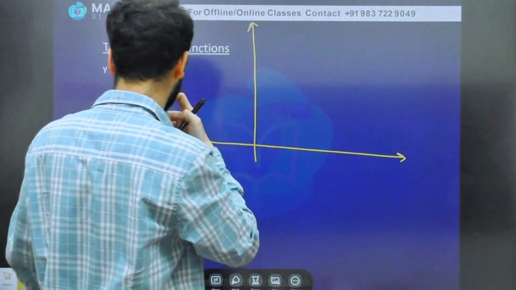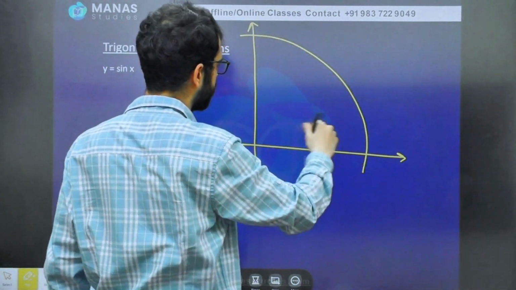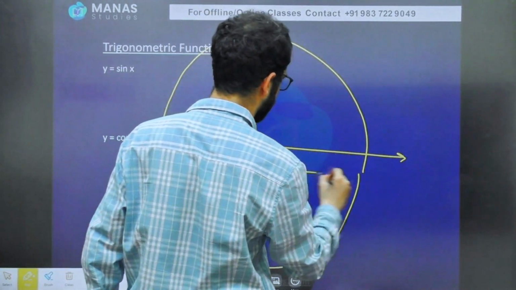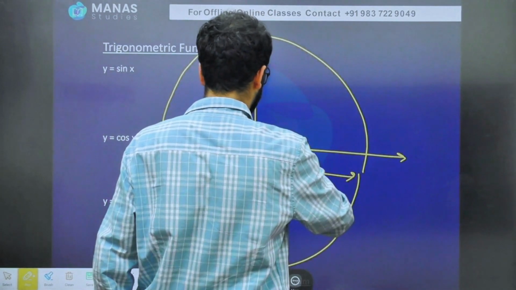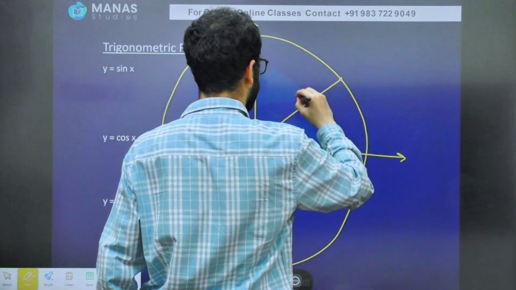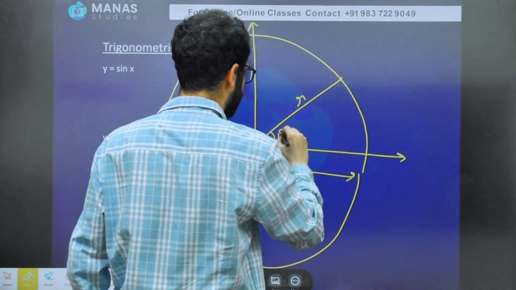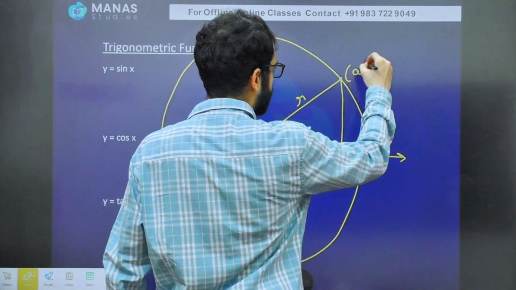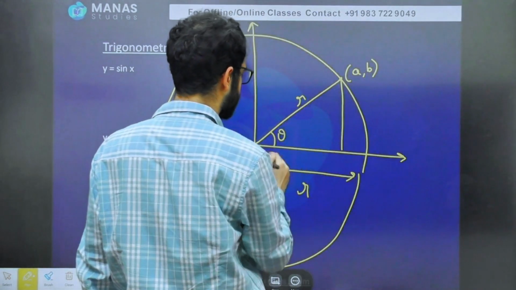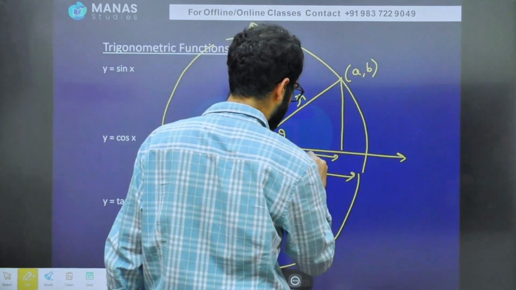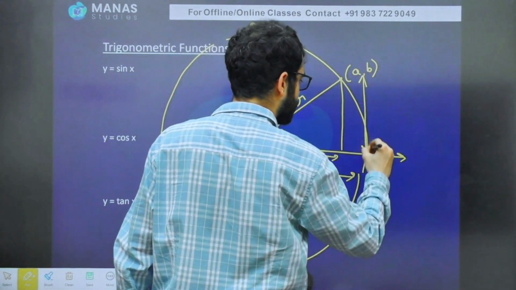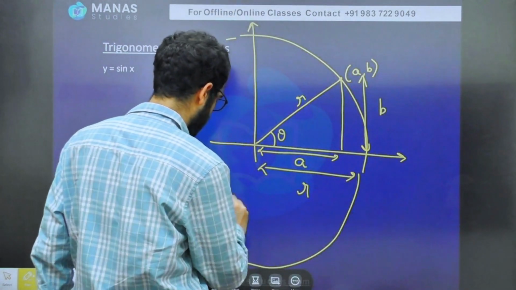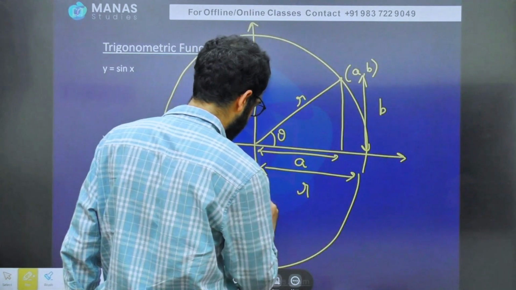If you are confused about tan 90, let's look at an example. Let's say this is a circle of radius r, and this line would also be of length r. Let's assume this is an angle theta. The coordinates of this point are (a, b). That means the distance on the x-axis is going to be a and the distance on the y-axis is going to be b. If the angle approaches 90, I would write it as tan theta.